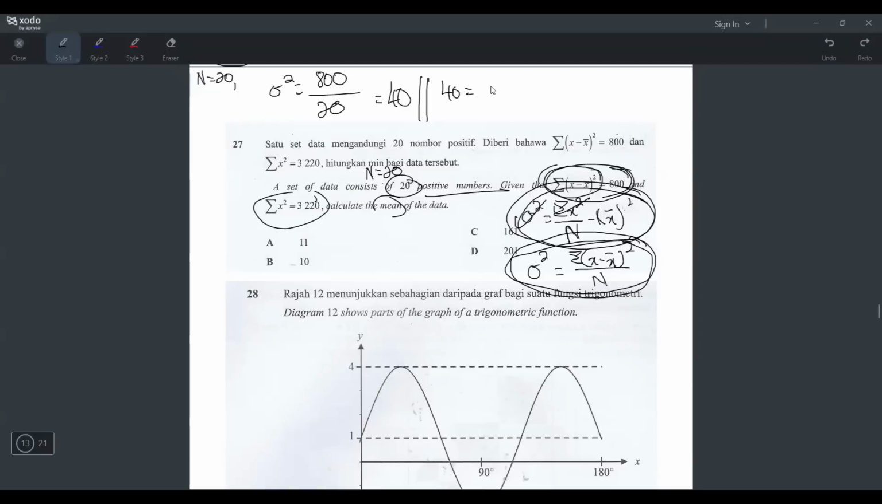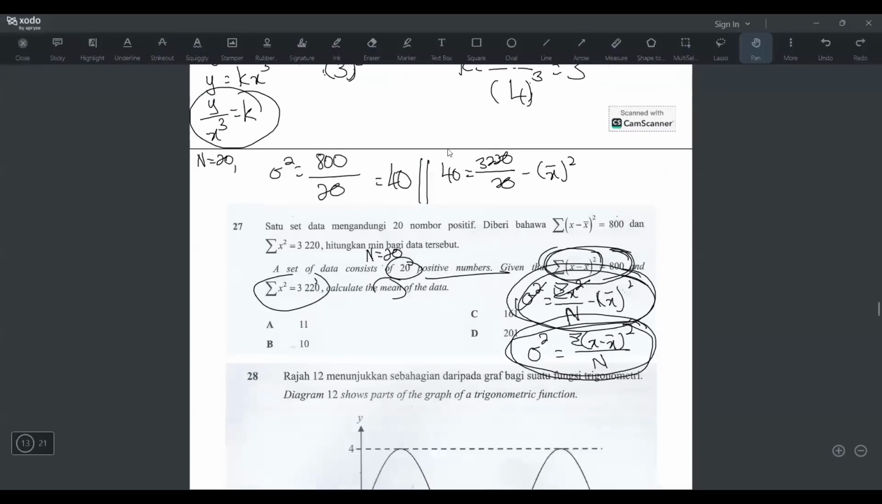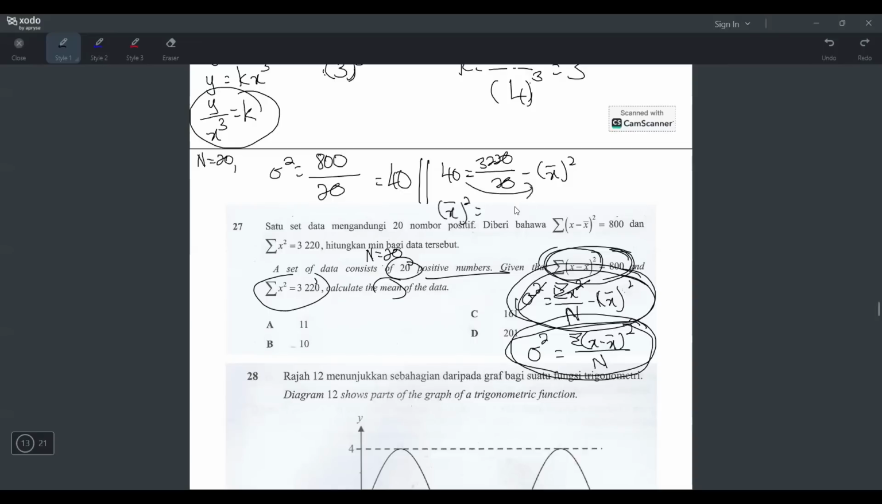So it becomes 40 equals what? The sum of x squared is 3220, and then over n, I know already is 20, minus mean square, right? But the mean is missing. Okay, it's okay. If you don't have the mean, it's okay because you have the answer already. So you can just move it over. If I am you, I will make my mean positive because I'm trying to find the mean. Now my mean is negative. So what I'll do, I'll move this one to the other side like this. And when I move it over here, it becomes positive mean square. And then the 40 moves over there. So when the 40 moves over, it becomes 3220 over 20 plus 40 becomes minus 40.